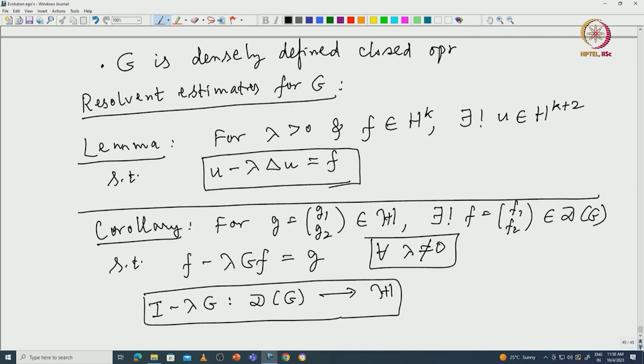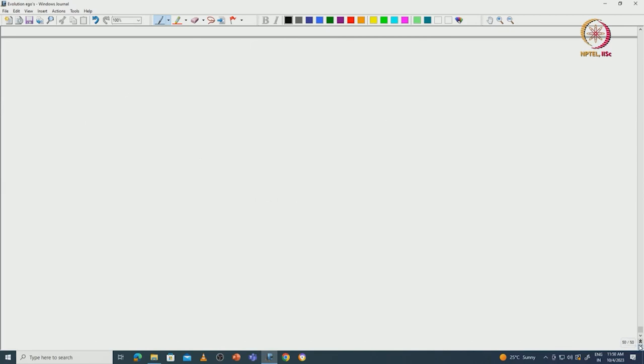So, let us understand this equation component wise. Let me write that component wise. Then you see why there exists a unique solution. So, proof of the corollary. Write this F minus lambda G F equal to G component wise.